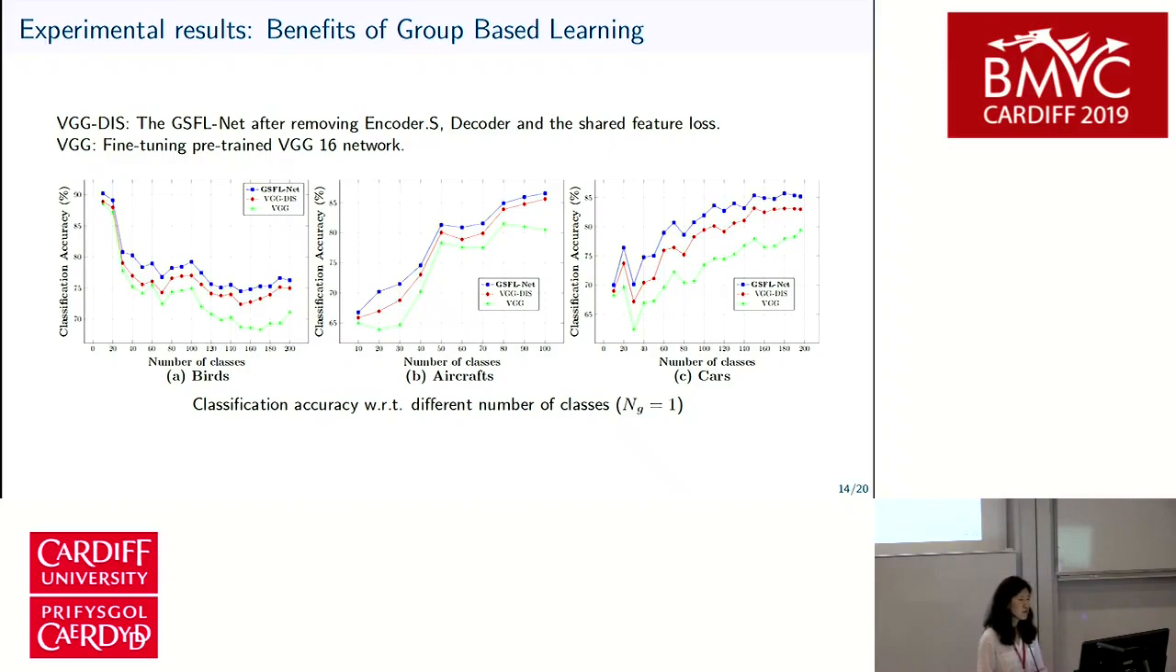Because we want to find, for example, VGGDs is the GSF net by removing the shared feature part, which means that in this network structure, we only make sure that the discriminative components concentrate on the class-specific feature center, but we didn't remove any shared feature pattern from these extracted features. So if the performance of VGGDs is similar to our proposed method, it means that by removing this shared feature pattern, you cannot get a lot of improvement. So we want to find out, as the number of classes increases, whether the improvement from removing the shared feature pattern will still be large or will not be that obvious. And the results show that it may not be very obvious as we increase the number of classes. Okay, thank you. You're welcome.